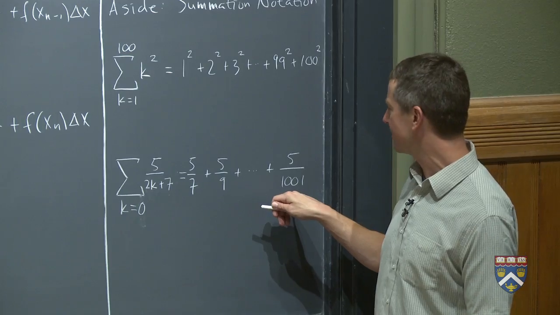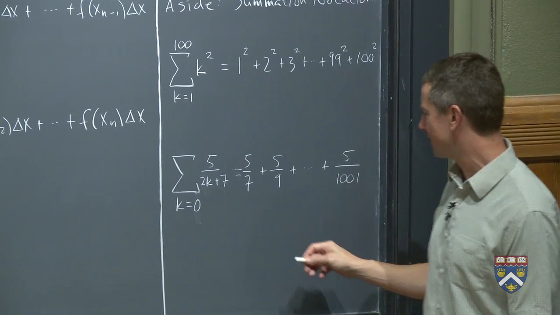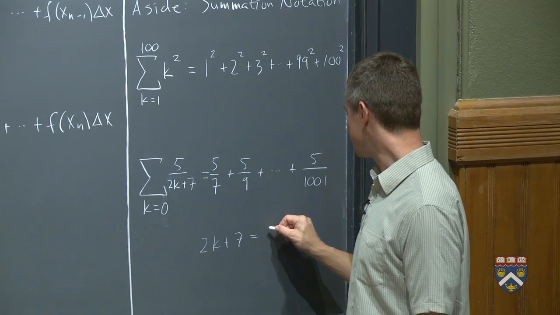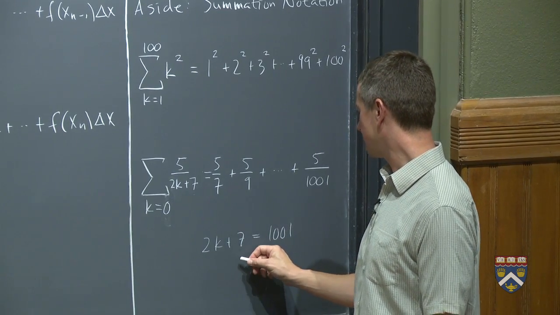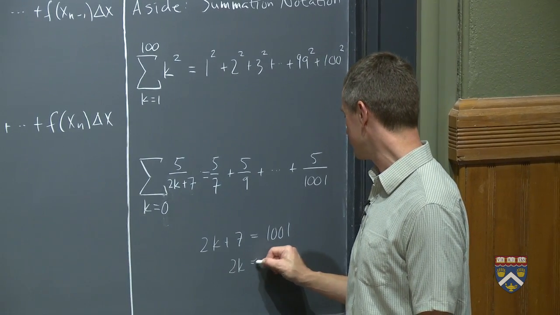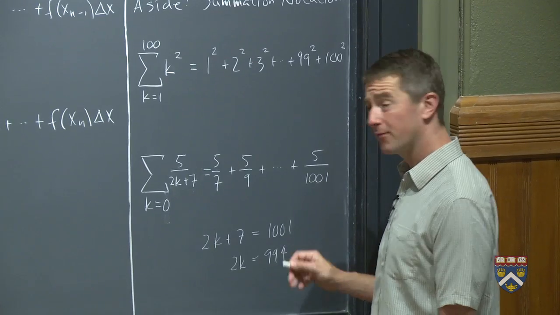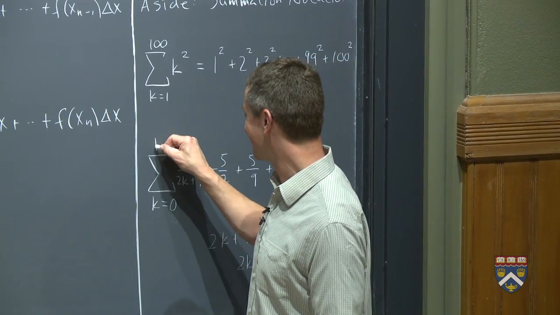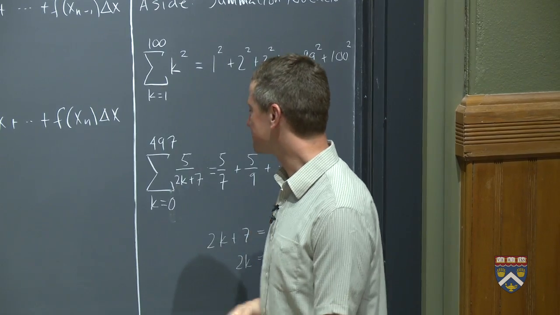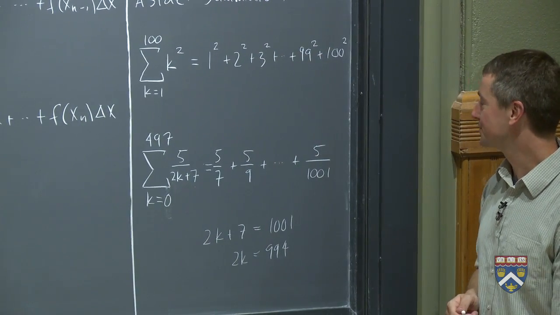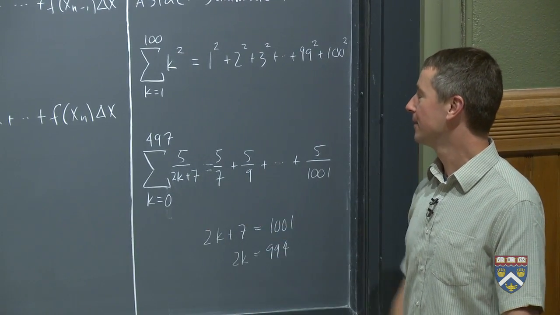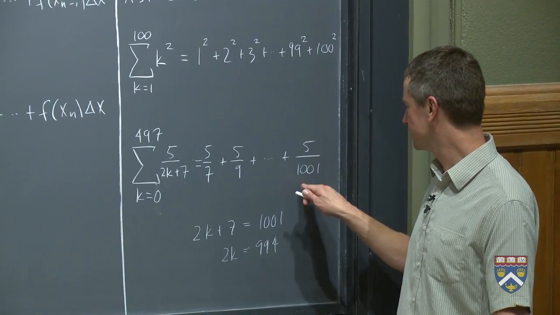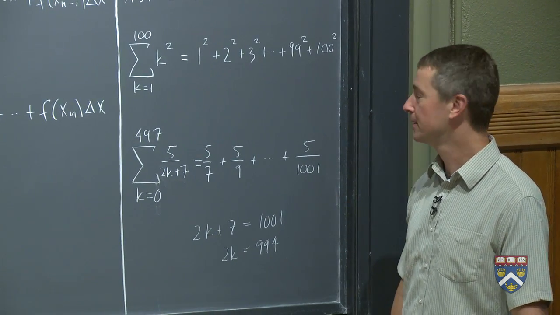I need to plug in something so that 2k plus 7 equals 1001. So I think that would mean 2k equals 994. So k equals 497. And let's check if we plug in 497 here. 2 times 497 plus 7, I think does give us 1001.